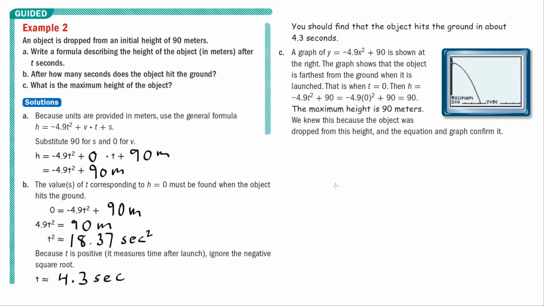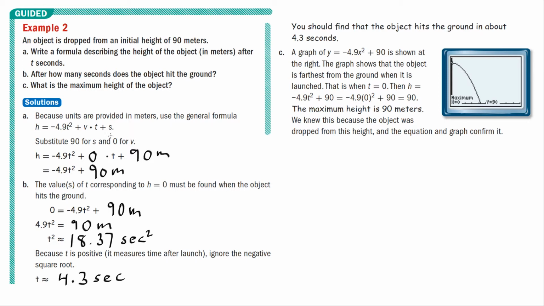Now the graph is showing it right, and the graph shows that the object is farthest from the ground when it is launched, because there was no upward velocity. So that means the maximum height of the object is 90 meters. We could have known this simply because the initial velocity was 0, so the height it started at was the maximum height. There was no impetus, no force to cause it to go to a greater height.